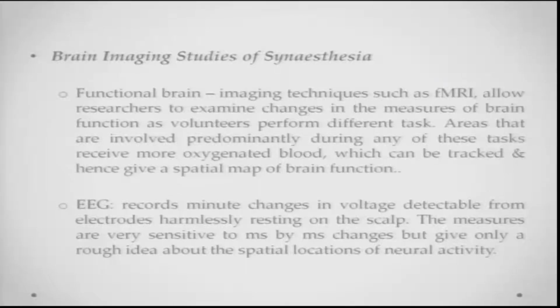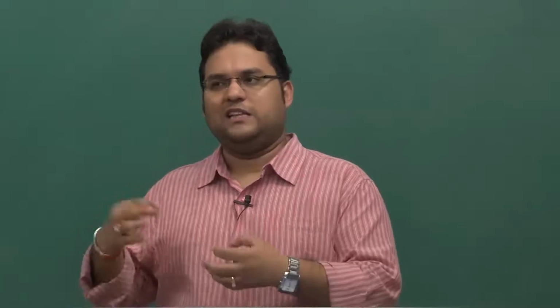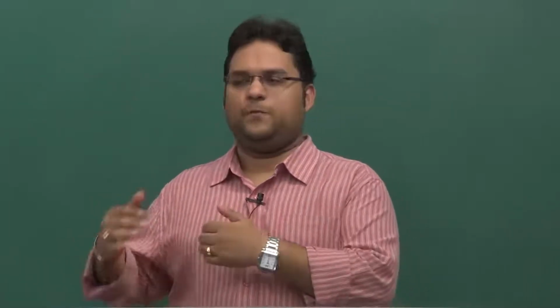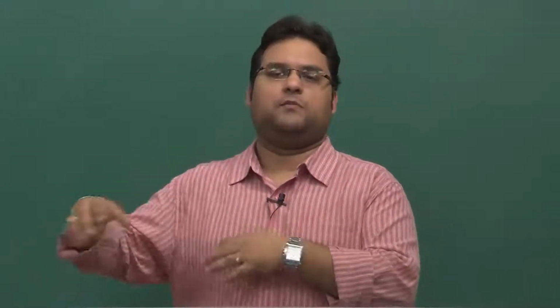Just to revise, fMRI or functional brain imaging techniques basically allow the researchers to examine changes in the measure of brain function as volunteers perform different tasks. Areas that are predominantly active during any of these tasks receive more oxygenated blood, which can be tracked, and hence one can generate a spatial map of brain function. Say for example, if there is the fusiform gyrus which is known to be involved in face recognition, that is the area which will start receiving more blood, and there are ways to trace more blood in a particular area as compared to less blood in other areas.